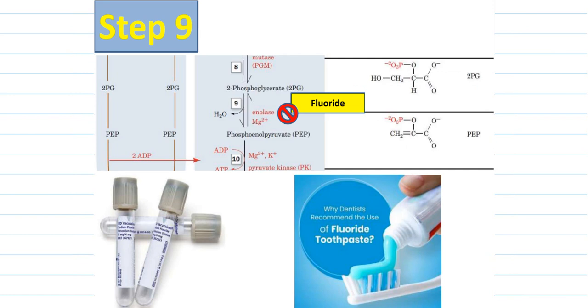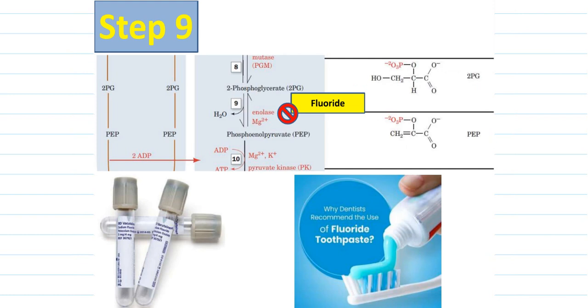Now another significance of this step of glycolysis is that magnesium is required for the enolase enzyme to act on a substrate. But fluoride will combine with magnesium and phosphate to form a complex, and that will bind to the active site of enolase. So when it binds to the active site, enolase becomes unable to attach to its substrate, so further glycolysis won't occur. We can use this to our benefit. How? In some conditions, when we don't want glycolysis to occur, we can use this to our benefit.